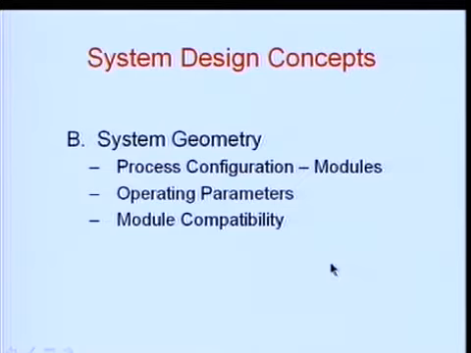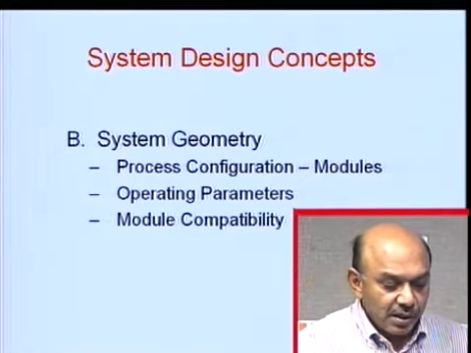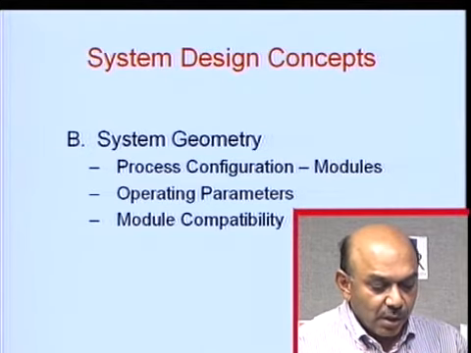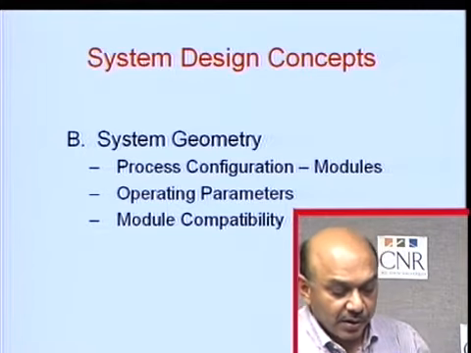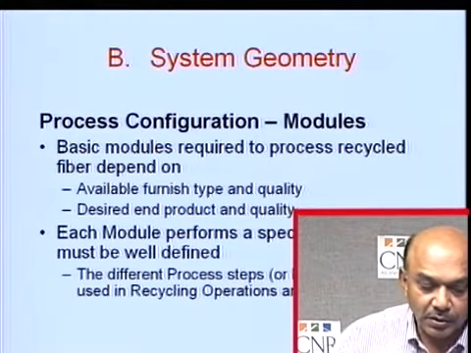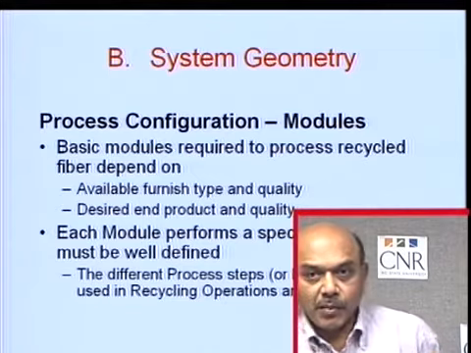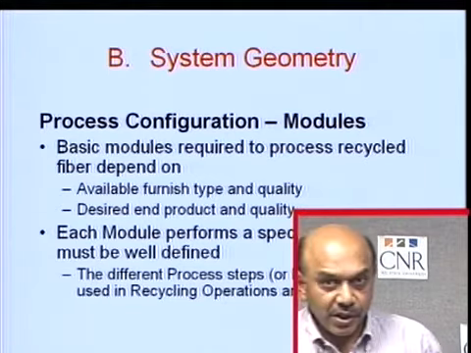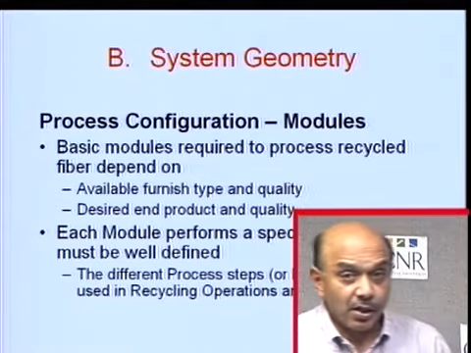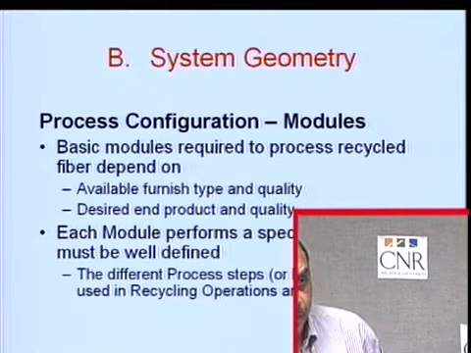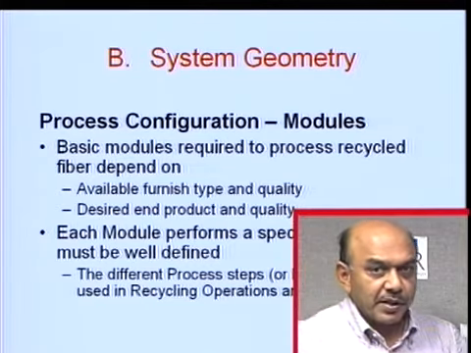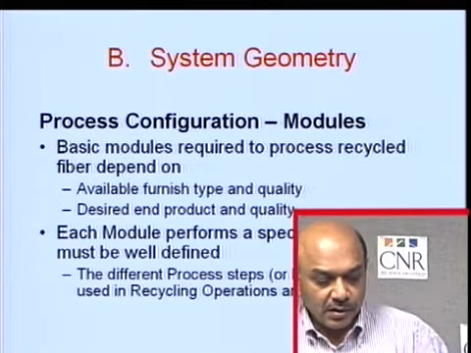All right, system design concepts. Basically we divide the system design into three sections: process configurations, modules, operating parameters, and module compatibility. So what's a module? A module is basically a combination of stages of a screening system or a pulping area or a cleaning system or washing or whatever. These are the modules that you've already studied under various different lesson plans.